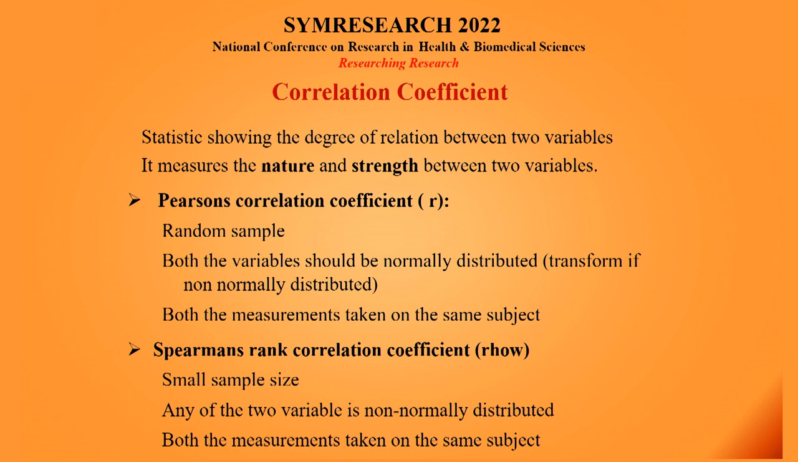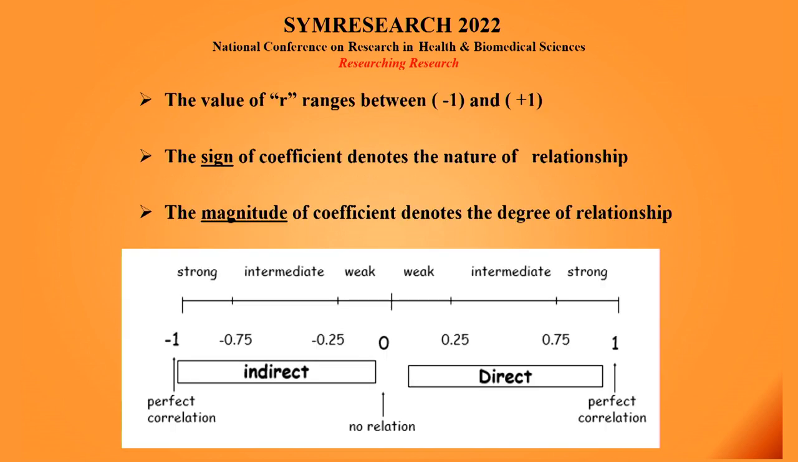Spearman's is used when one or both variables are non-normally distributed, or you have ordinal variables. So basically, that's what you do. And the range is from minus 1 to plus 1. You know all this; everybody knows this. The range is from minus 1 to plus 1.